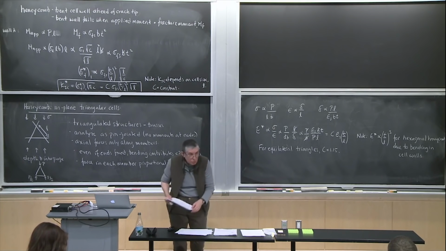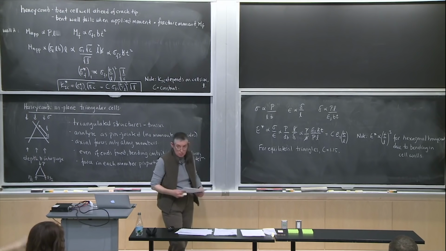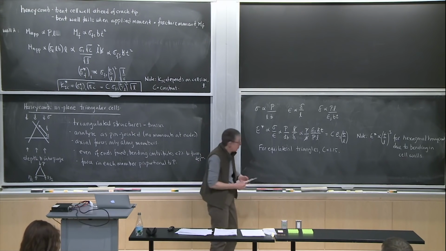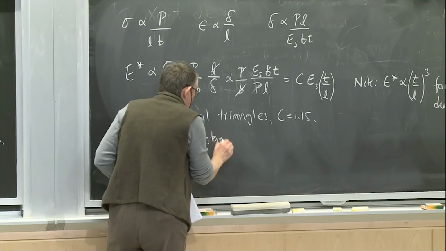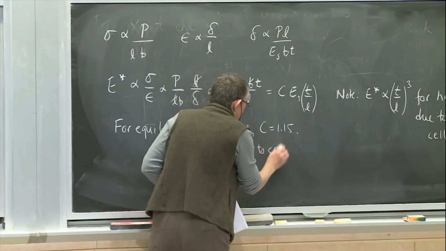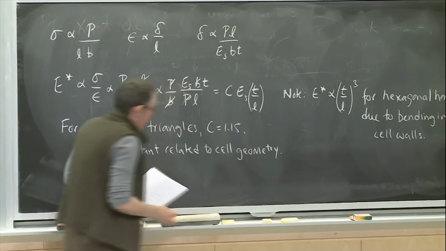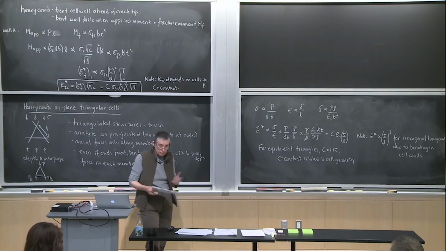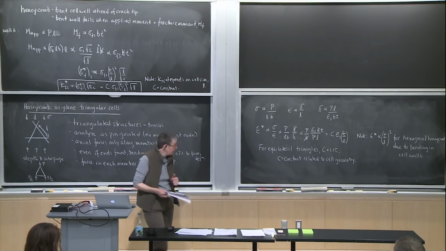Okay, so are we good with the triangulated honeycombs? Yes? C is just a constant related to the cell geometry. Okay. So for equilateral triangles, it's 1.15, so you could work it out, but it just makes the whole thing a little more complicated to do that.